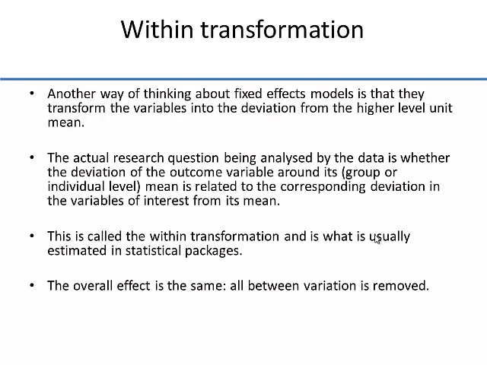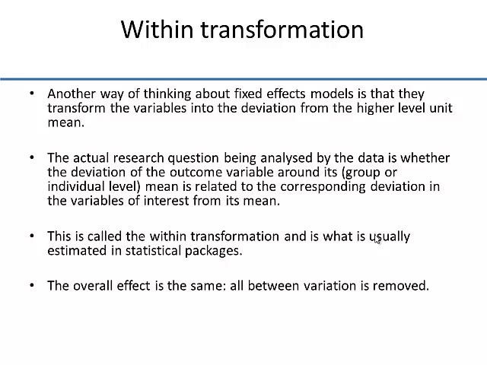A second way of thinking about fixed effects models is that they transform every variable in the model into a deviation from the higher level unit mean. It's quite complicated to explain in this context, but the idea is quite simple. The actual research question the model is asking is whether the deviation of the outcome variable around its higher level mean is related to the corresponding deviation of the variable of interest from its mean. Now actually, it's probably easiest to illustrate that with an example, okay?